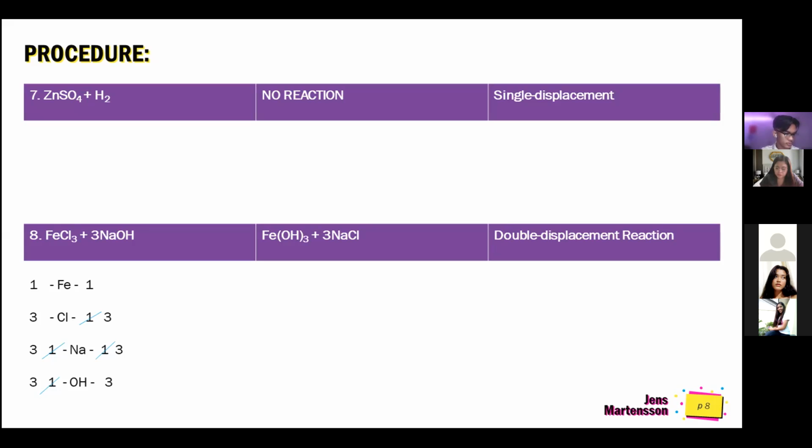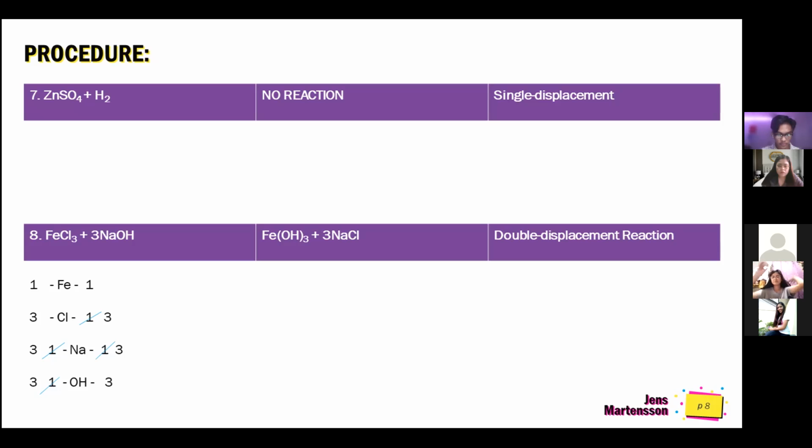So for predicting the products, reactants will exchange partners. The positive charge will partner with the negative charge. So Fe was partnered to OH since Fe has a positive 3 charge and OH has a negative 1 charge. And since they are not equal to 0, we will do crisscross on them. So we have FeOH3. Then Na was partnered to Cl since Na has positive 1 and Cl is negative 1. And since they are equal to 0, we will not do crisscross on them anymore. So we have a product of FeOH3 plus NaCl.